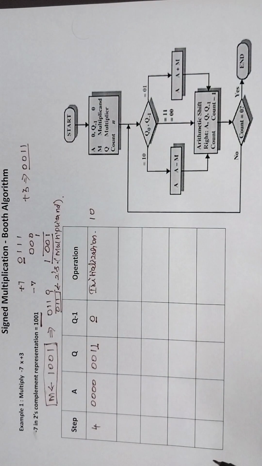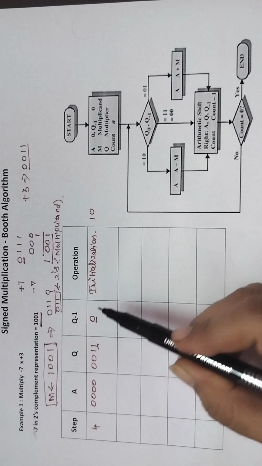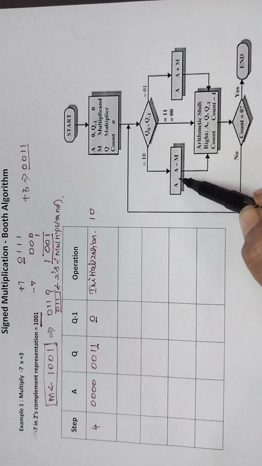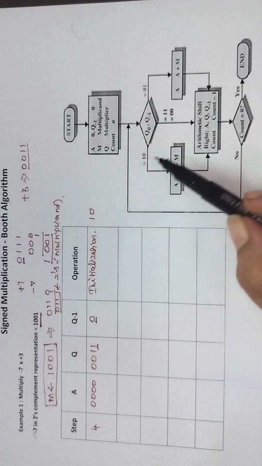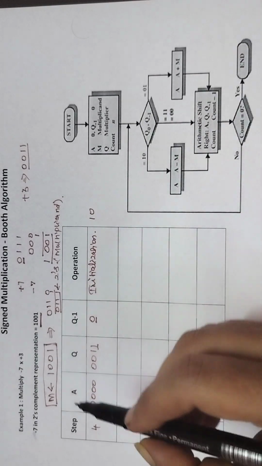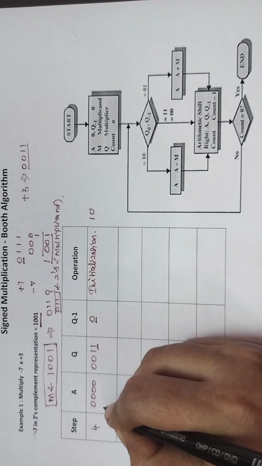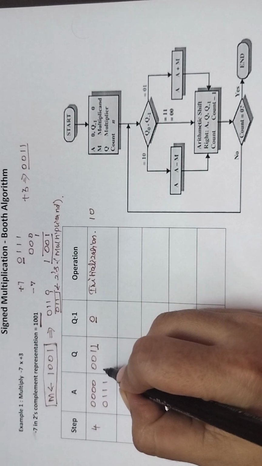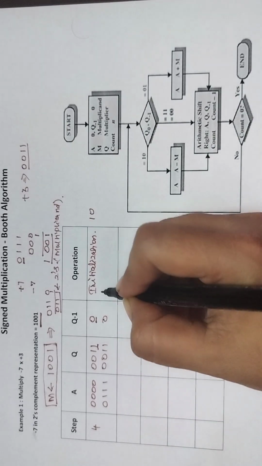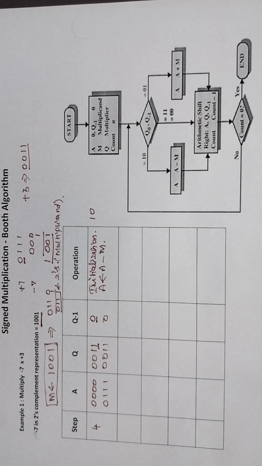Our LSB bit Q0 is 1 and Q minus 1 is 0. So if it is 1 0, we perform A = A minus M. To perform the subtraction, we take the multiplicand, identify its 2's complement and add it to the resultant A. A here is 0 0 0 0, and the 2's complement is 0 1 1 1. So we get 0 1 1 1, and the rest remains the same, 0. Here we have performed A = A minus M.